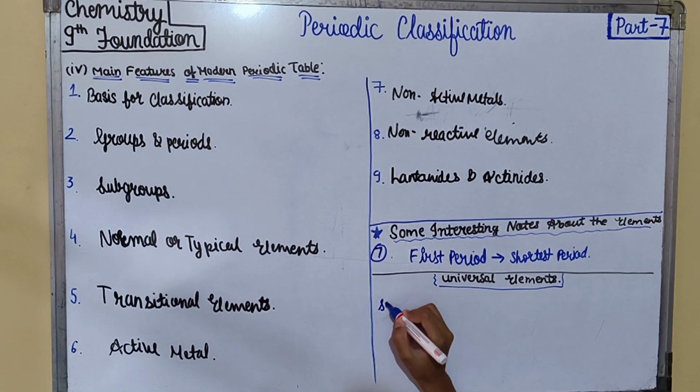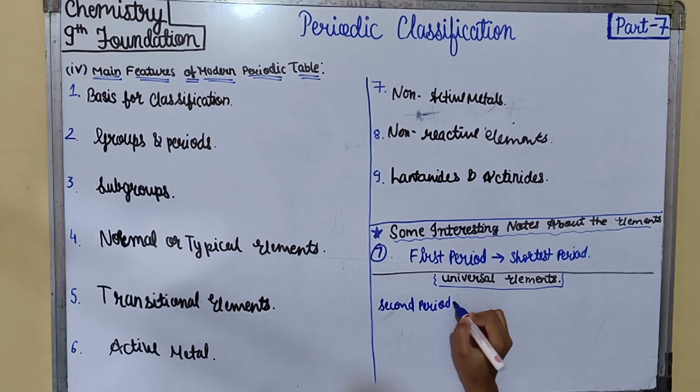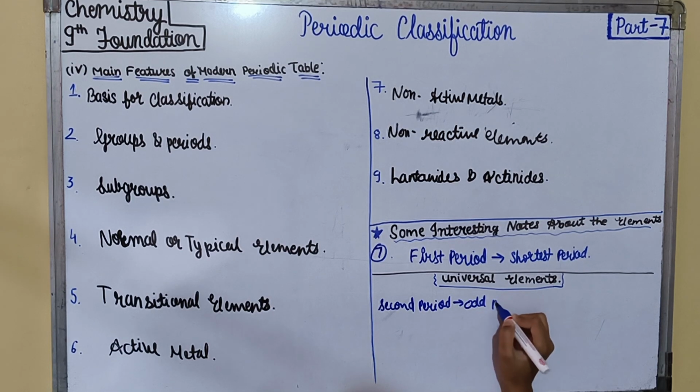Now, second period is called the odd period. The elements of the second period are the first elements of their respective groups. They are smaller in size compared to the elements that follow them in their groups. They behave in a way that is distinct from the rest of the elements in their group. That is why this period is termed odd period.